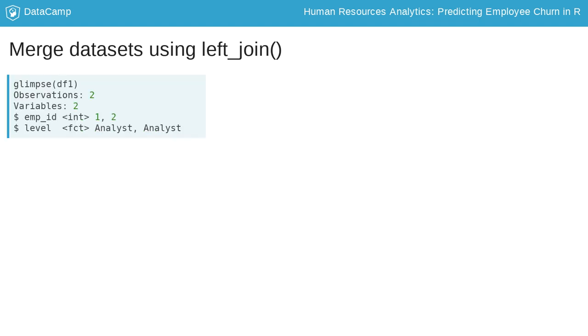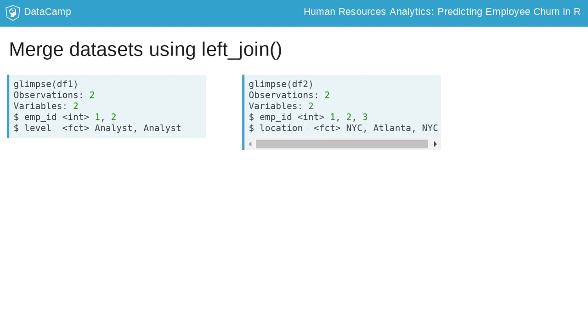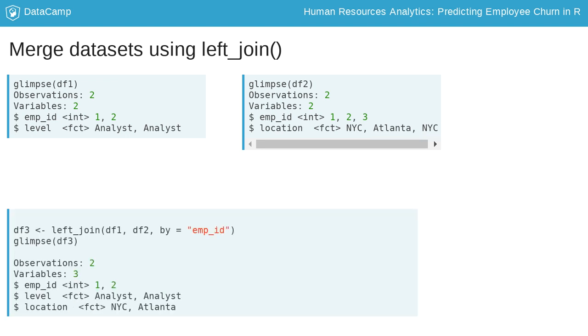To show you how joins work, let's deal with two sample datasets, DF1 and DF2. DF1 contains employee ID and level, while DF2 contains employee ID and location. Let's assume we are only interested in employees whose information is available in the dataset DF1. You can use the left join function from dplyr to combine DF1 with DF2. The order in which you pass the datasets to left join matters. Since we only care about employees in DF1, we pass DF1 as the first argument and DF2 as the second.